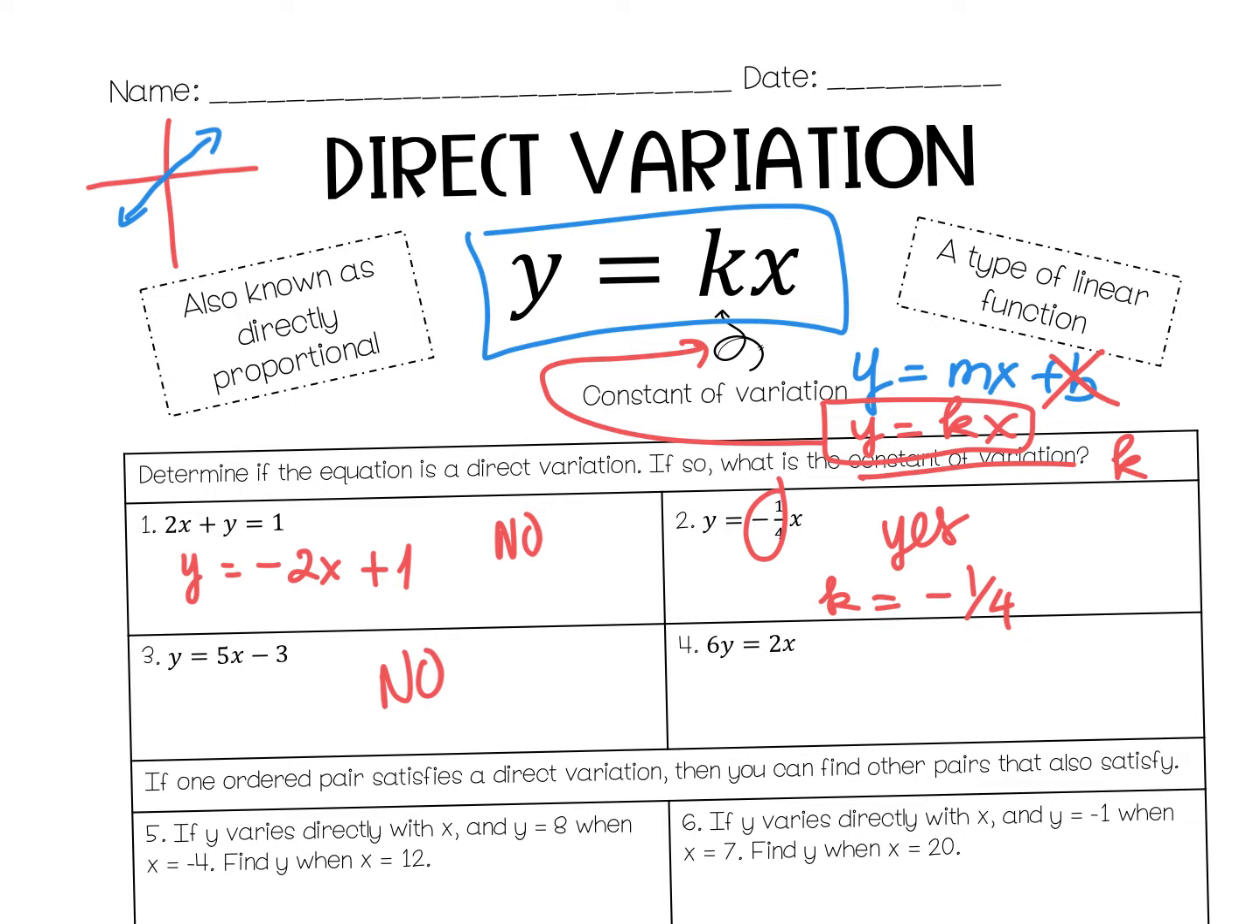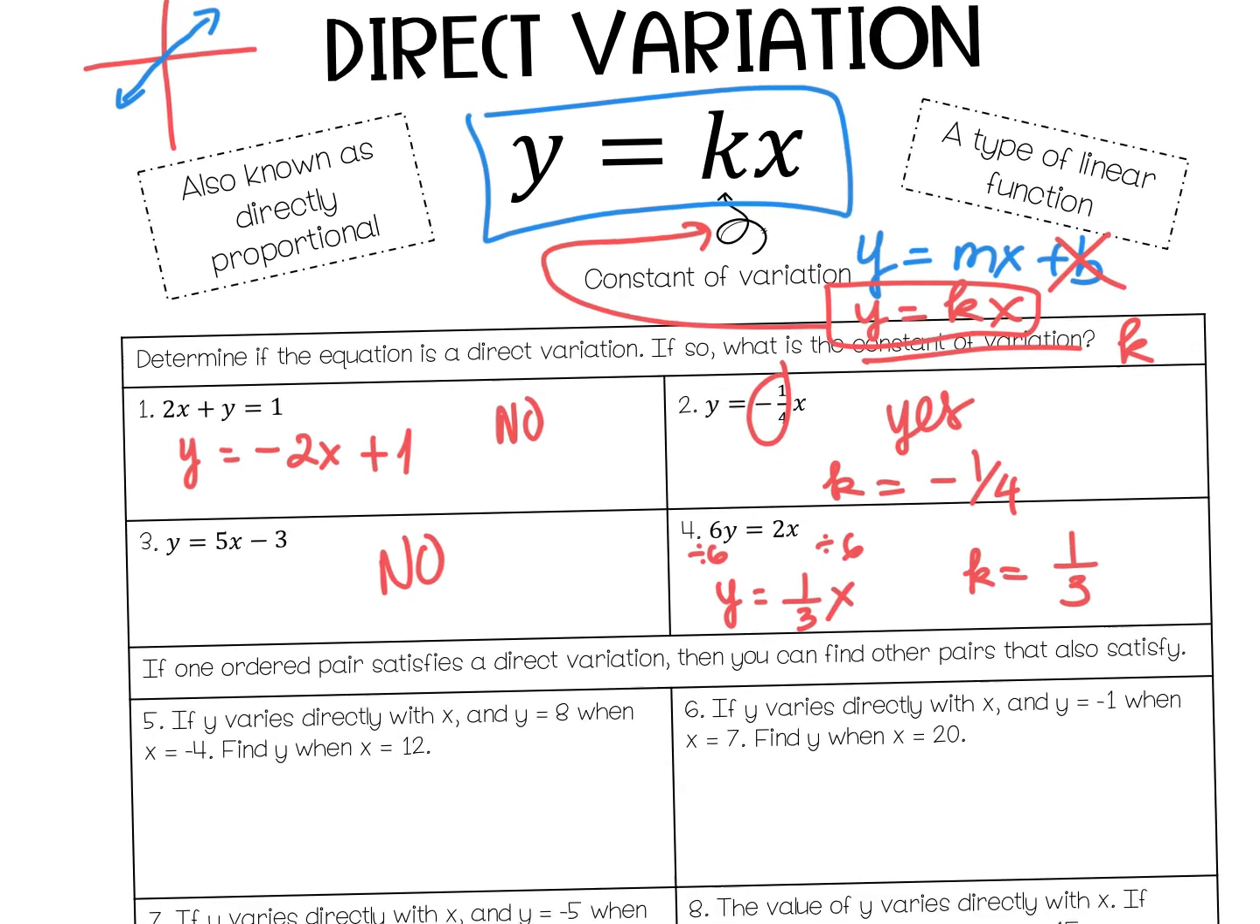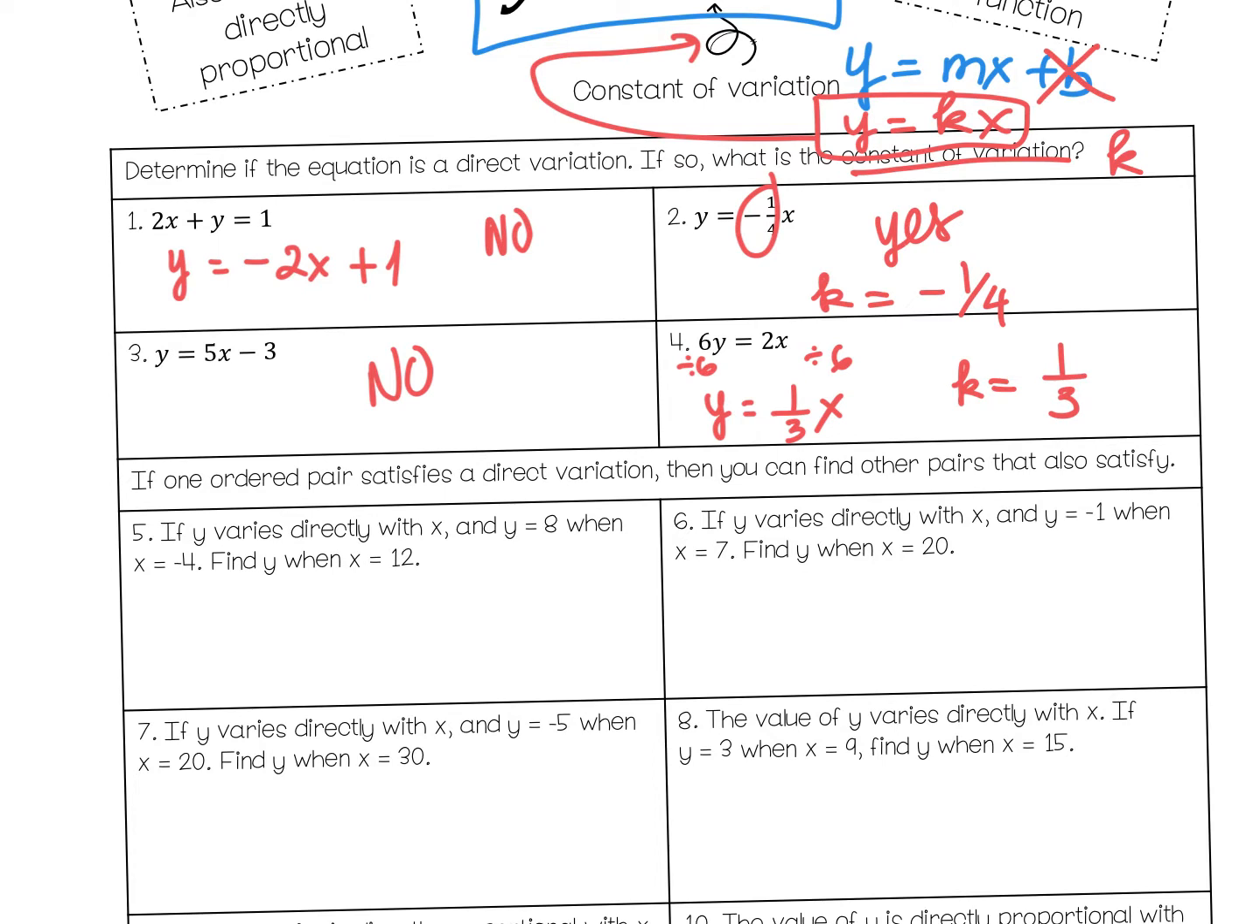Number 4, we have to move stuff around, which is dividing by 6 on both sides. And then we have y equal to 2 over 6, which is 1/3 x. And yes, this is a direct variation, and the k is 1/3, which is known as the constant of variation. If one ordered pair satisfies a direct variation, then you can find the other pairs that also satisfy it.